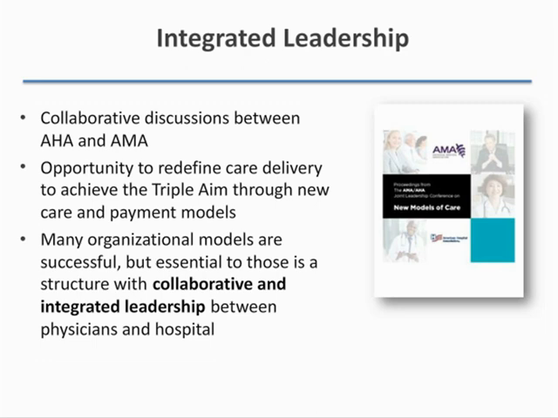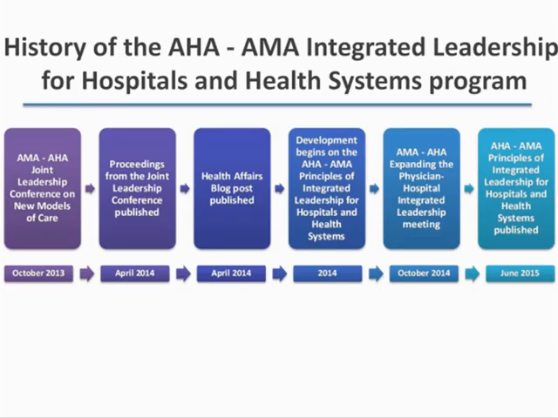One of the key findings from this conference was that there was a need for a new type of leadership model for these organizations, one that had a collaborative and integrated leadership between both physicians and the hospital. This journey began back in October of 2013 when we held the conference in Washington. In April of 2014, we published the proceedings from the Joint Leadership Conference and began to have further discussions with the American Medical Association about how we can translate this work into a set of principles to help guide the development of leaders for a new transformed healthcare system.